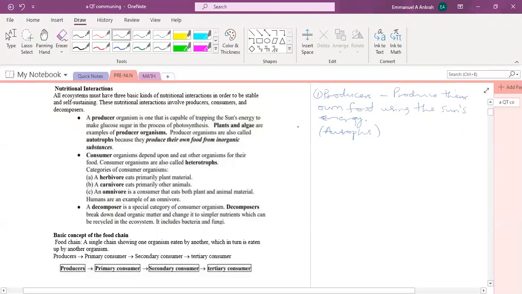Then the second level of interaction is what we call the consumers. The consumers are organisms that depend upon and eat other organisms for their food. So they have to depend on other organisms. In other words, they cannot produce their own food. They have to depend on other organisms.